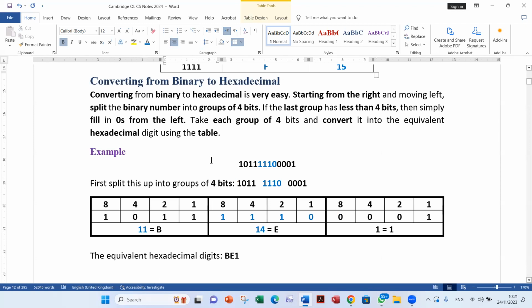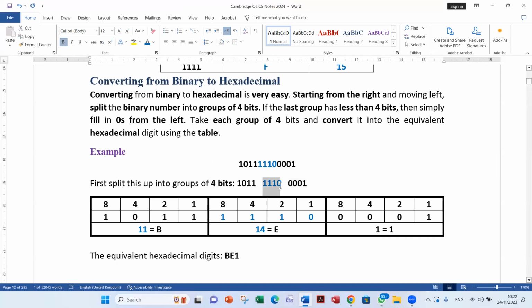Okay, let us have an example. You have a number that is 1 0 1 1 1 1 1 0 0 0 0 1, and there will be no coloring in the exam. I am the one who is coloring bits in blue. If you'd like to convert this into hexadecimal, you proceed as follows. Starting from the right, make them groups of 4 bits. So this is a group of 4 bits. This is a group of 4 bits. This is a group of 4 bits.